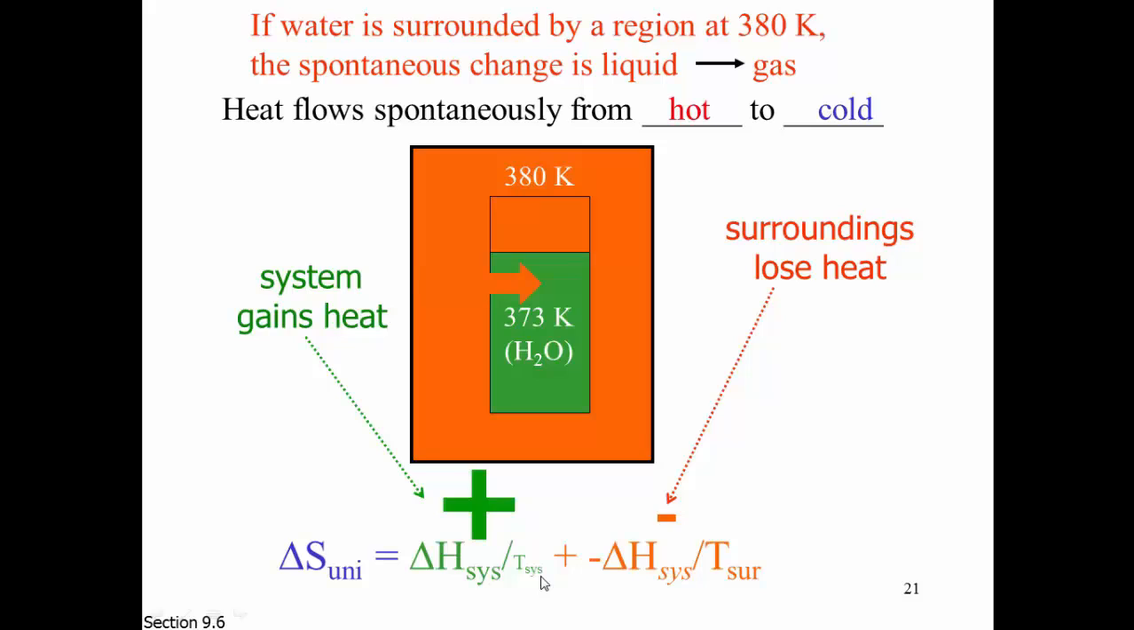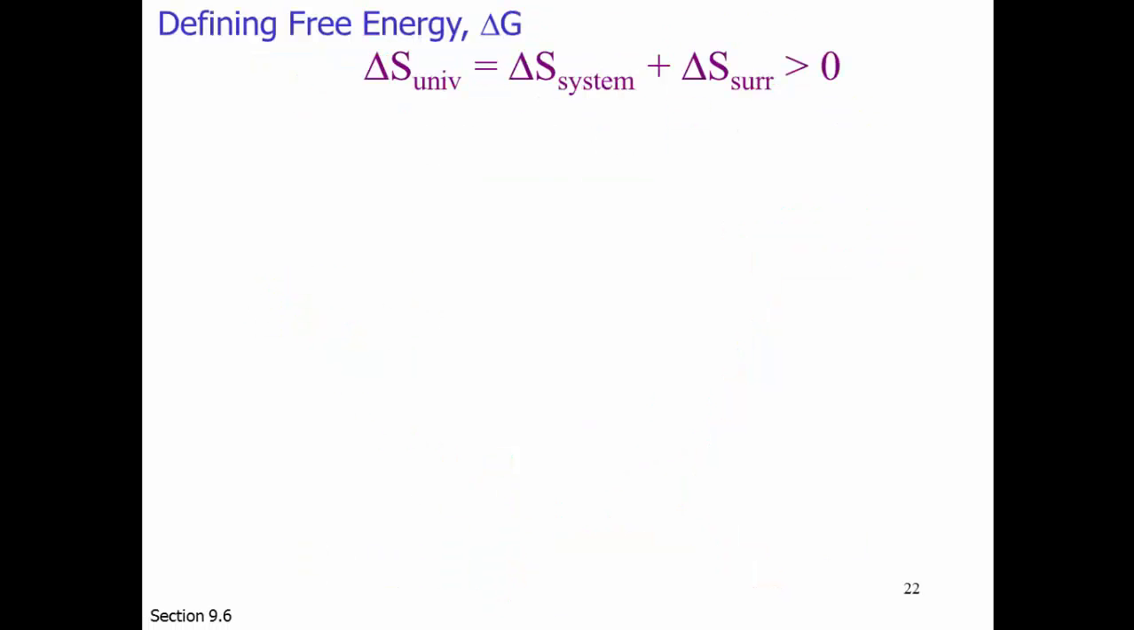The temperature of the system is smaller than the temperature of the surroundings. So the numerators are the same magnitude, but the denominators are different. This makes the positive value larger, and the entropy change of the universe is once again positive. The entropy change of the universe is used to calculate a term we call delta G.